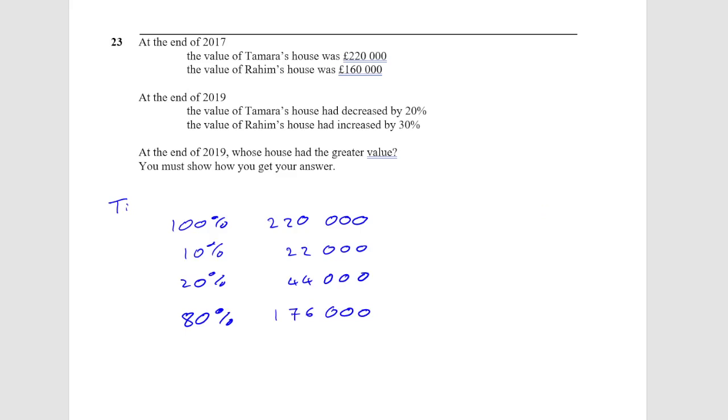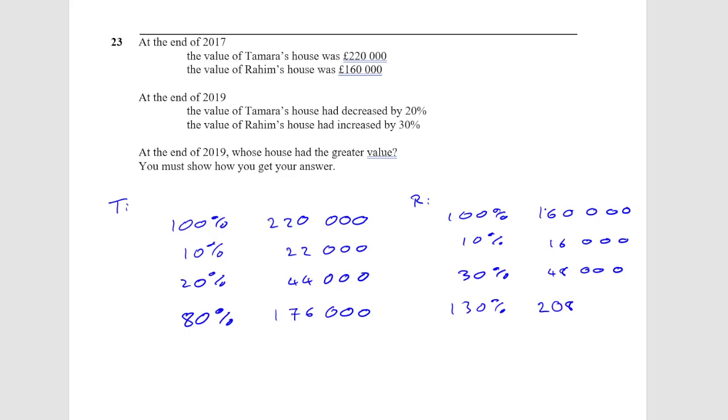Yeah. And then if we look at R's house, so this time similar process. 100% is 160,000. So 10% would be 16,000. So 30% would be 48,000. Just double checking that. 48. Okay. So 130%. So it's going to be 208,000.